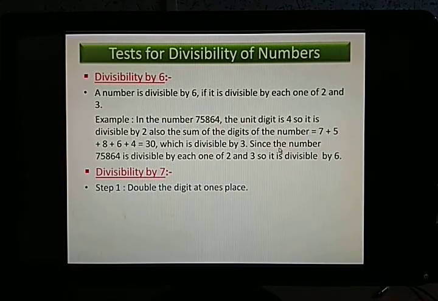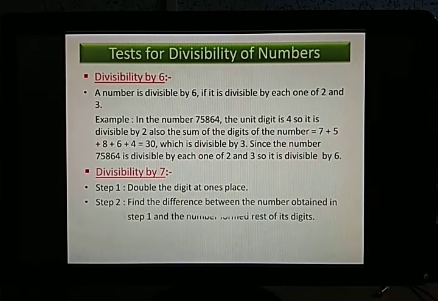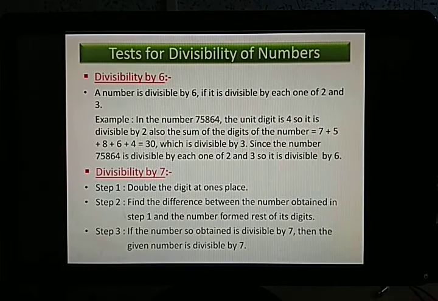So here there are 3 steps that you need to follow. Only then you can say that a number is divisible by 7 or not. First step is double the digit at the ones place. Ones place means it is the units place. It's the same thing. Next is find the difference between the number obtained in step 1 and the number formed by the rest of its digits. And step 3 is if the number so obtained is divisible by 7, then the given number is divisible by 7. So it is better you will understand by looking at an example.